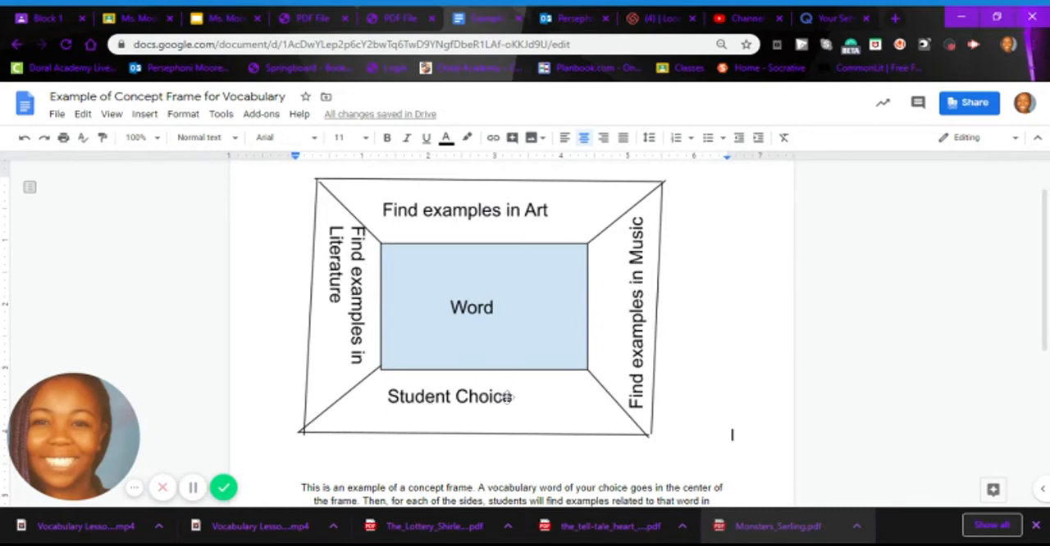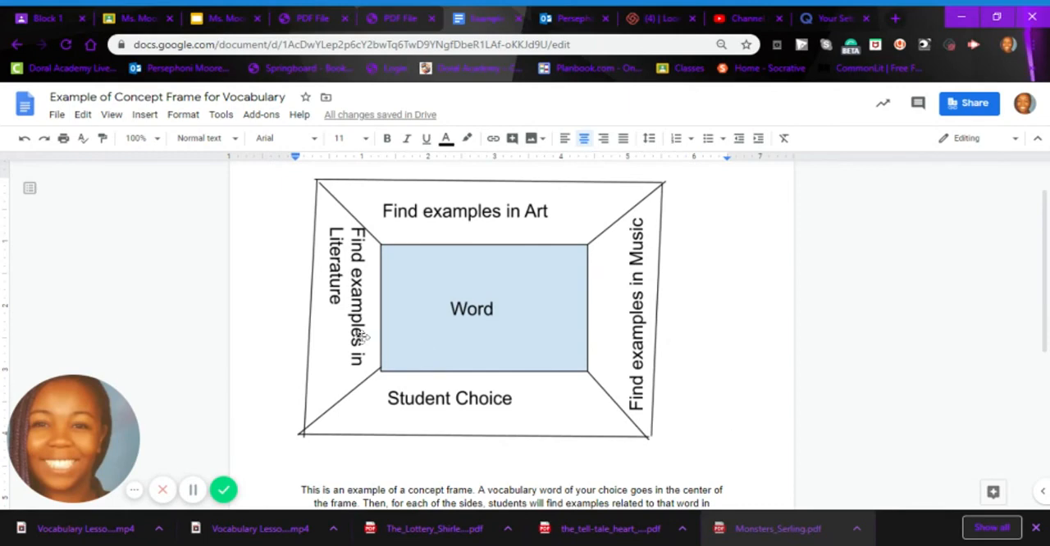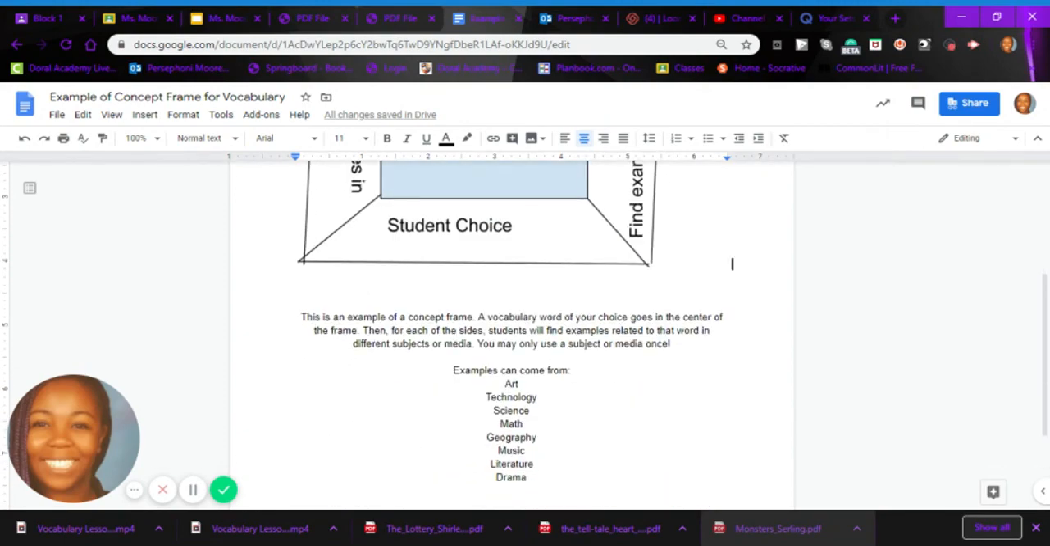The student choice, I did put a few subjects in media down below. In a moment, I'll show you in just a second, just to kind of jog your memory. But you don't have to choose from that list. If you think of another outlet to give an example for your word, then that's fine. The only thing is you are not allowed to use what's already here. Okay, so that's your challenge for this week. But we're going to say this is an example of a concept frame. It's a vocabulary word of your choice that goes in the center of a frame. Again, just one. And then for the sides, you will find examples related to the different subjects or the media. And again, you can only use it once.